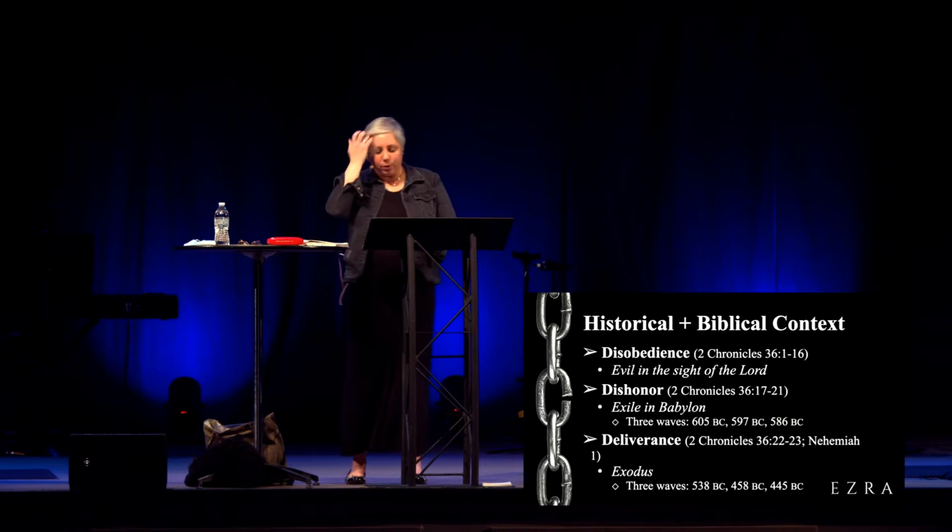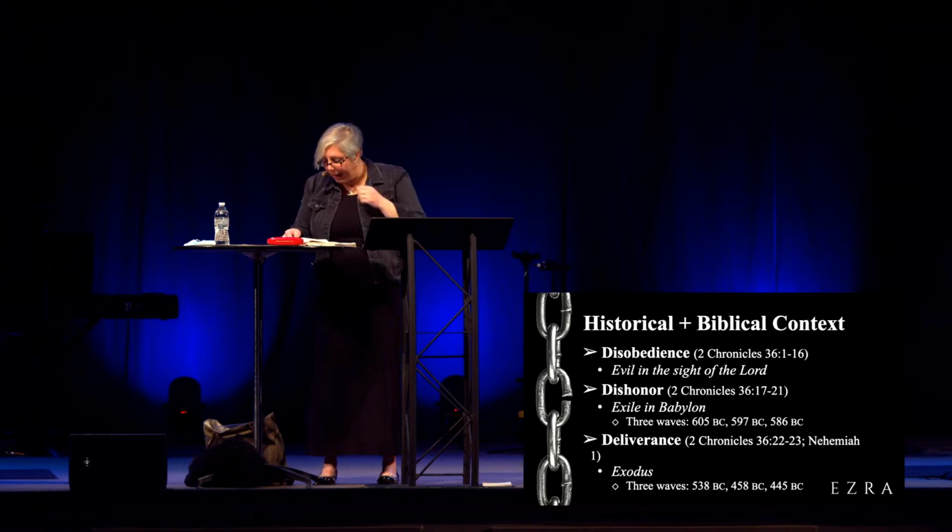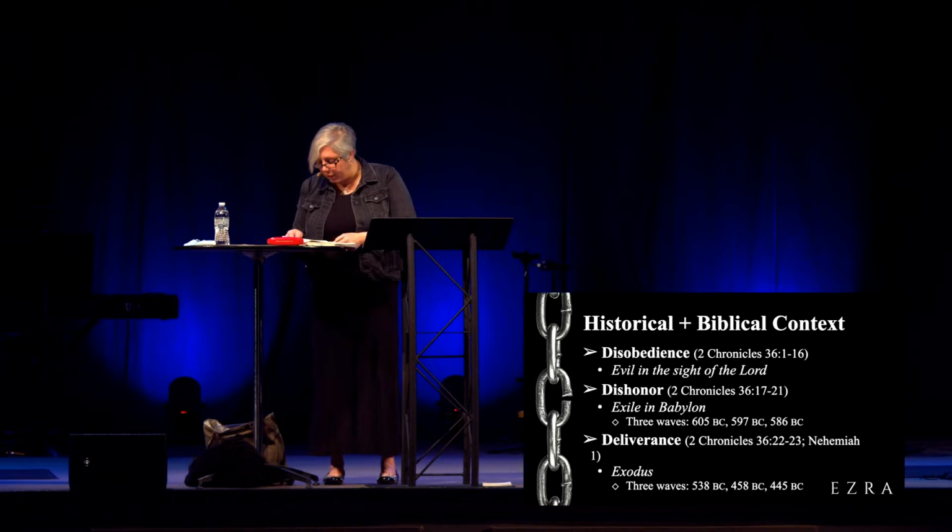Okay, so let's read 2 Chronicles 36, 1 through 16. 2 Chronicles 36. The people of the land took Jehoahaz, the son of Josiah, and made him king in his father's place in Jerusalem. Jehoahaz was 23 years old when he began to reign, and he reigned 3 months in Jerusalem. Then the king of Egypt deposed him in Jerusalem and laid on the land a tribute of 100 talents of silver and a talent of gold.